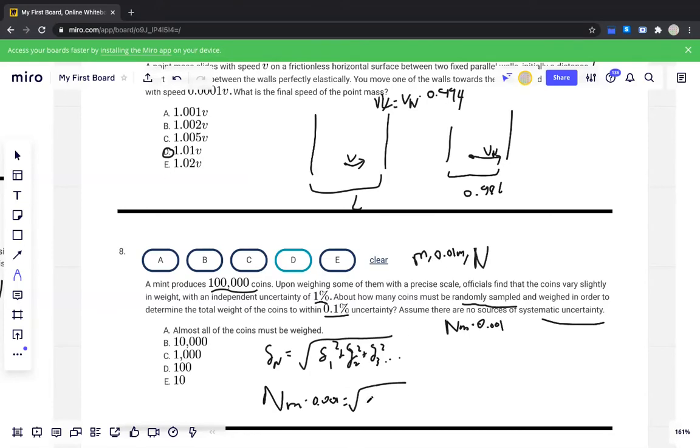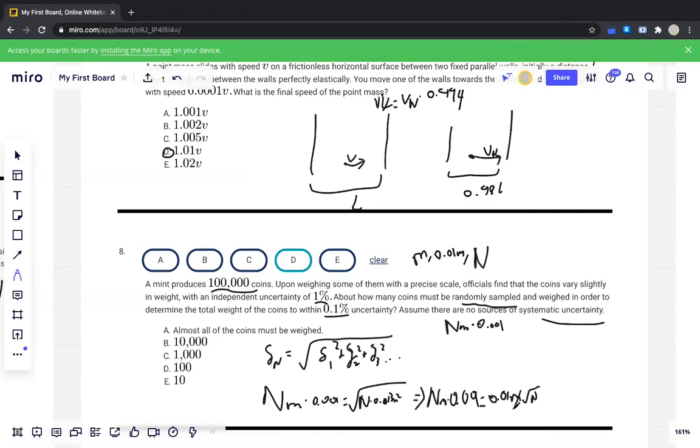0.01 m squared plus 0.01 m squared, so on and so forth, n times, or n times 0.01 m squared. And we can move this 0.01 m squared outside of the square root, so this gives us that nm times 0.001 is equal to 0.01 m square root of n.